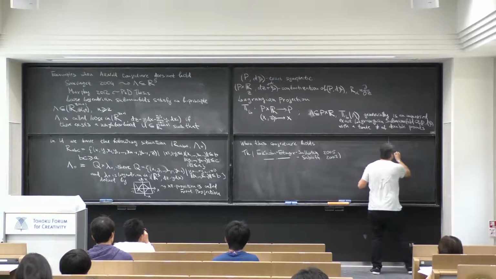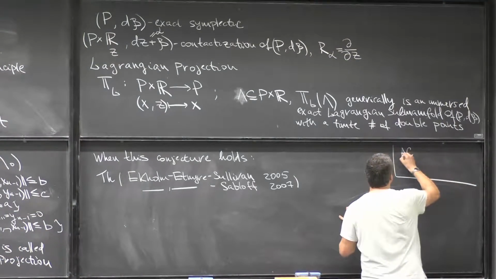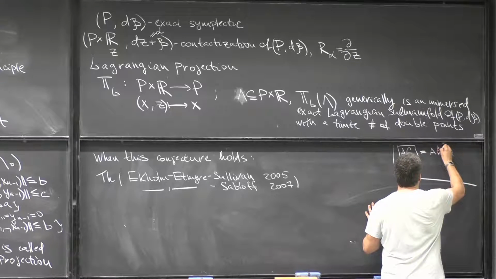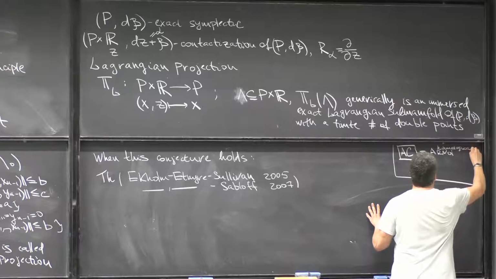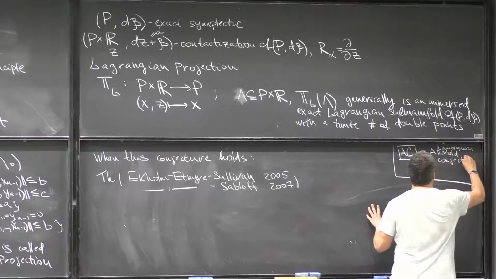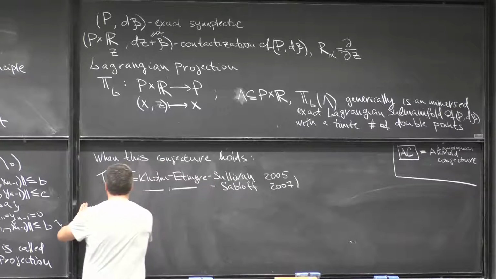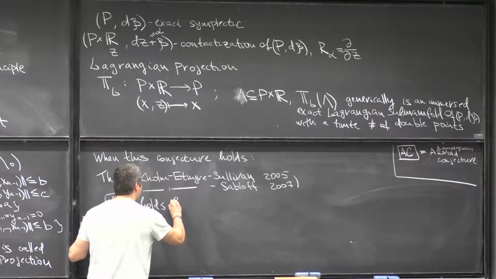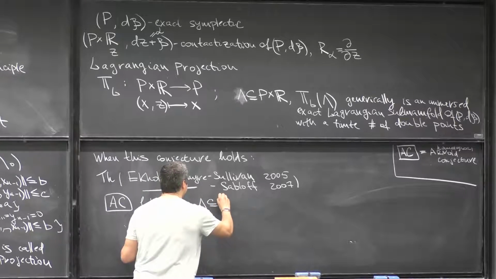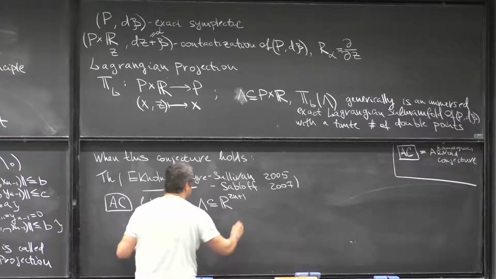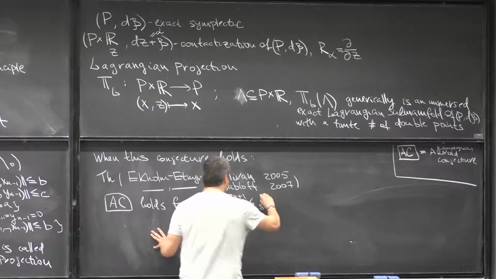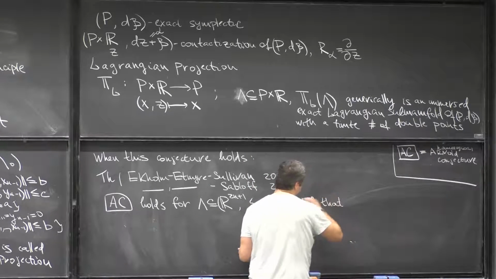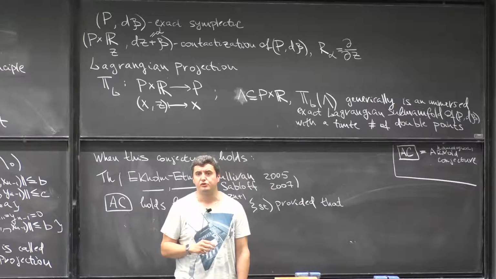Actually, maybe let me write it down as a conjecture. So AC will be the short name for this conjecture. So the homological Arnold conjecture. So they prove that AC holds for Legendrian submanifolds of R^(2n+1) with a standard contact structure, provided that, now I'll write some words. Later I'll explain what they mean.